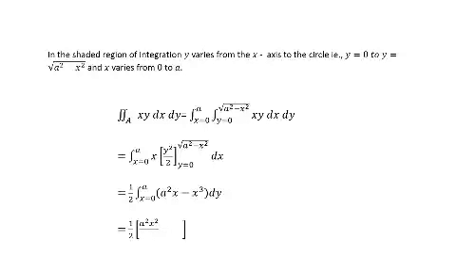Now it's a very simple function to integrate. On integration we get a square x square by 2 minus x power 4 by 4 evaluated between x equal to 0 and x equal to a. When you apply the limits, for the upper limit you will get a non-zero value, for the lower limit you will get 0, and hence the value of the integral is a power 4 by 8.